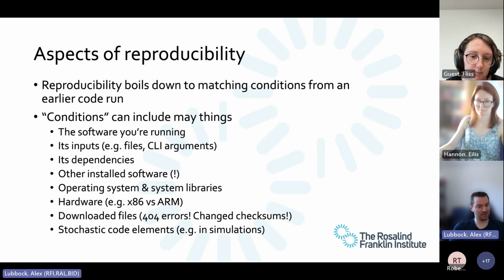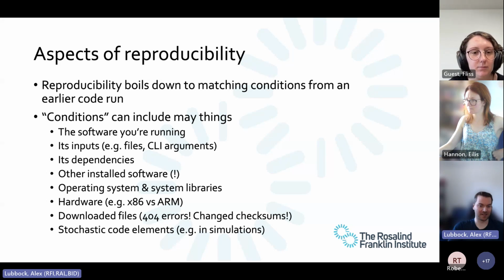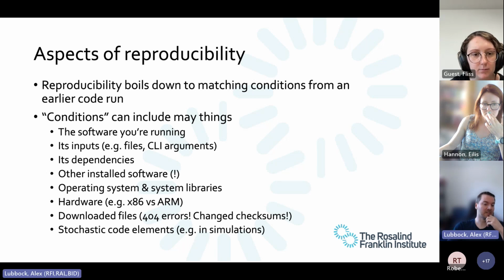Because if you're relying on some external file being available and downloading it as part of your pipeline, or some external API, and then suddenly that stops being available due to lack of funding or the server crashing or something like that, and you get a 404 error, then maybe your pipeline stops being able to run at all. Or even more insidiously, maybe someone changes a file on a remote server and you might not even realize that file has changed and suddenly you get different results. So one way around that might be to check the checksum of the file that you're downloading when relying on external files.